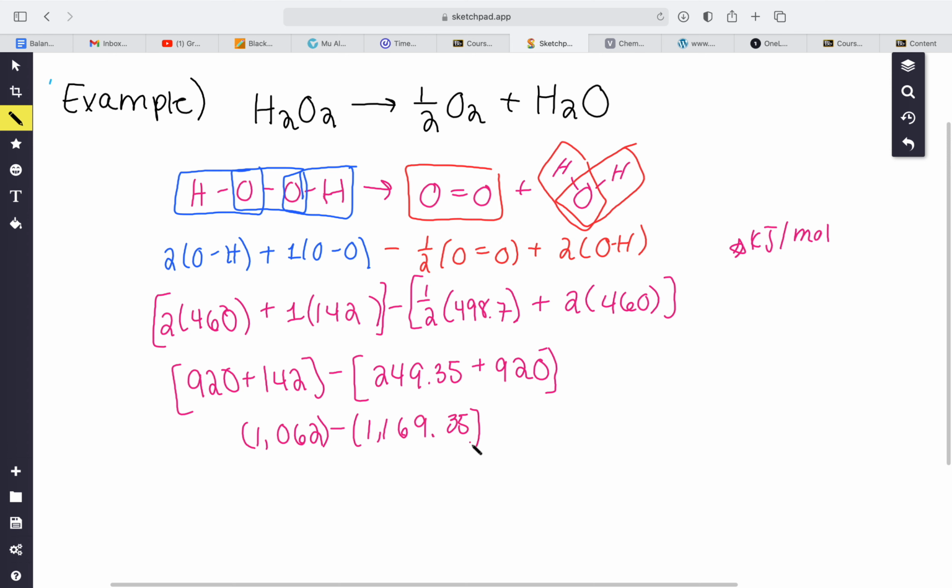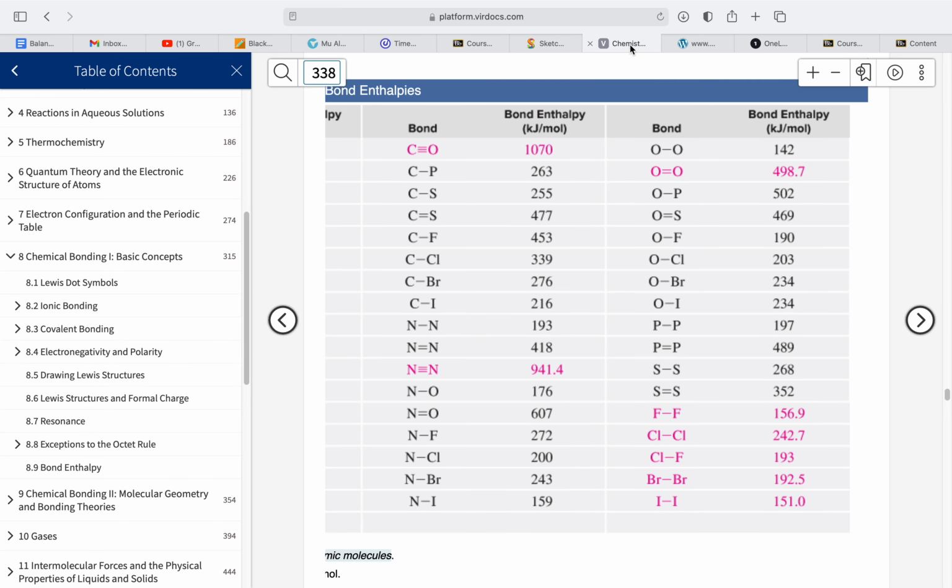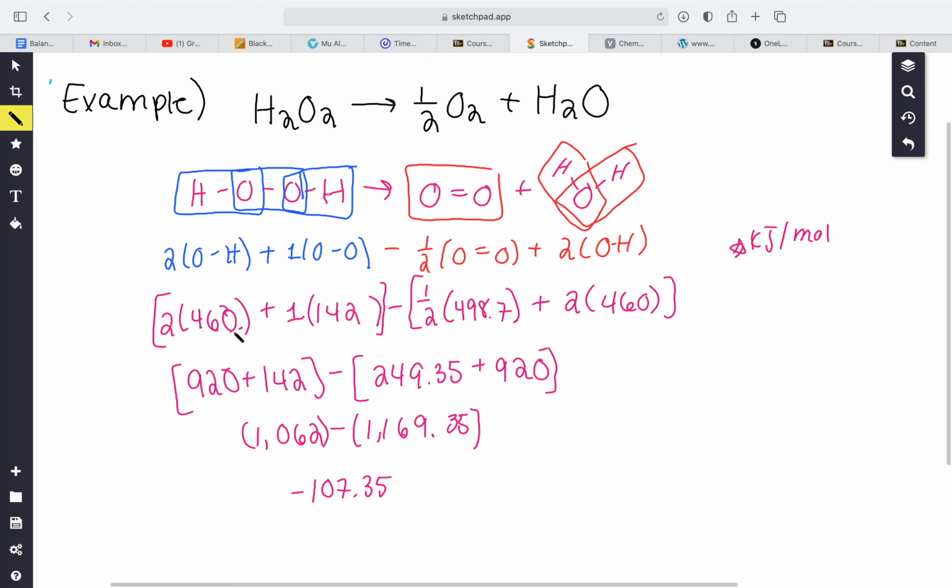Alright, so now we're going to subtract those two. It's a lot of algebra and arithmetic, which is not my favorite topic, but it's a bit of a process. And I'm going to say that the answer is 107.35. But let's take a look at our sig figs because we're dealing with numbers here. The highest amount of sig figs that we have is technically 2, but I'm going to assume that there's a decimal point there. Most of these have 3 sig figs, so I'm going to give my answer in 3 sig figs. So the answer is going to be negative 107 kilojoules per mole.